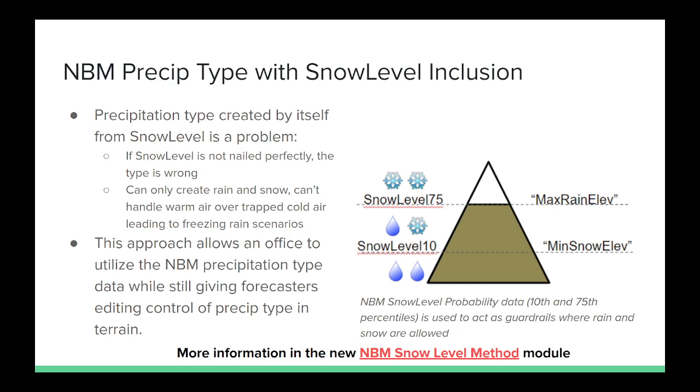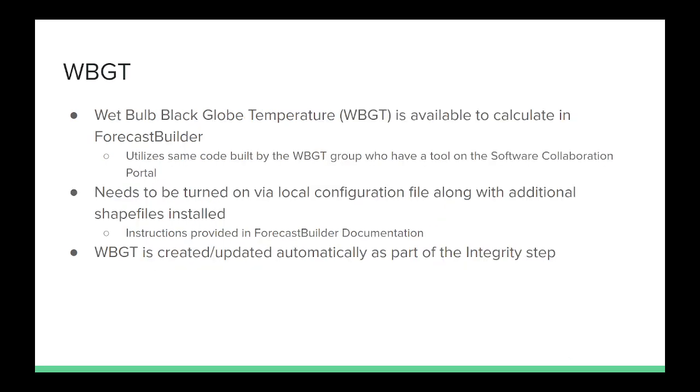So, for example, if in the short term you saw, hey, the MBM's too warm, and we're getting snow at lower elevations, just reduce the max rain elevation value, and boom, you have more snow in the grids. And the accumulation, of course, automatically updates as part of the run accumulation button.